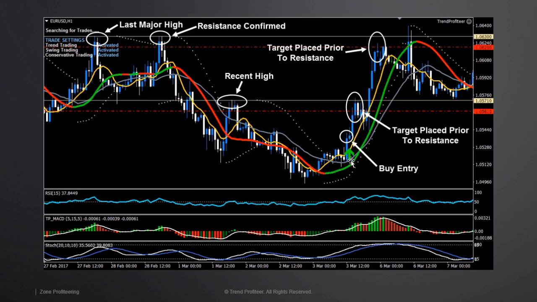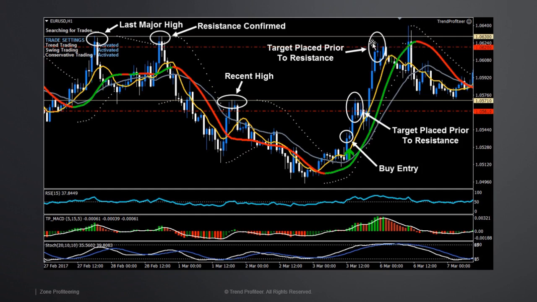So we've got a buy entry here, and we've got our first resistance point here. So what do we do? We place our target prior to the resistance level to make sure that it's going to get hit. And the same applies here. We've got our resistance level here, and we've got our target placed prior to the resistance level. Now in this case it did eventually hit it, and surpass it.